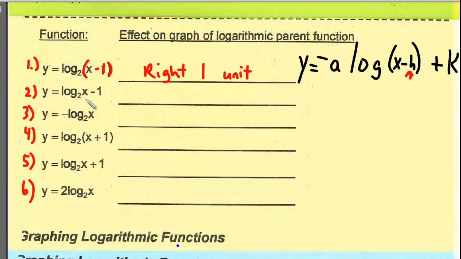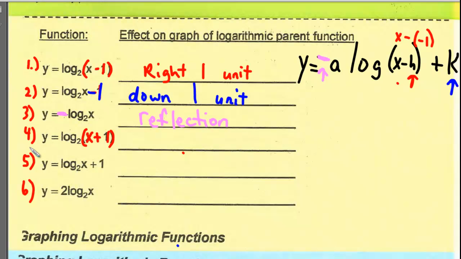Log base 2 of x, minus 1. Notice the minus 1 is now outside. It's not inside the parentheses with x. This is the k. So we are moving down 1 unit. In number 3, you can see that there's a minus sign in front of the log. So this is a reflection.